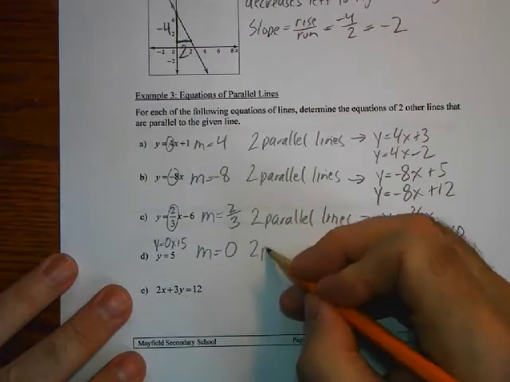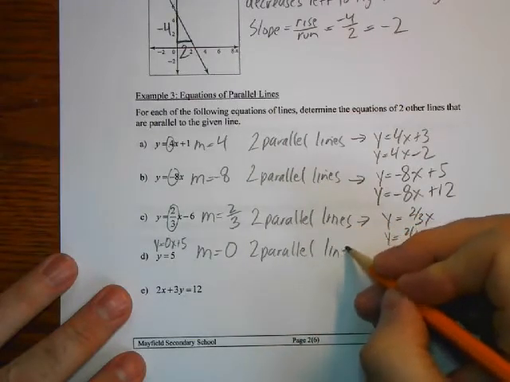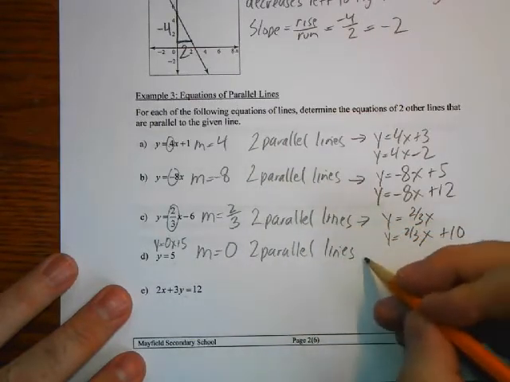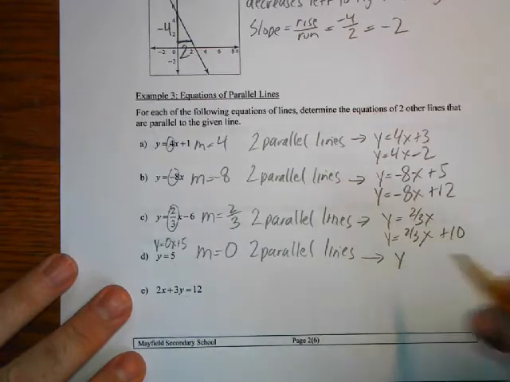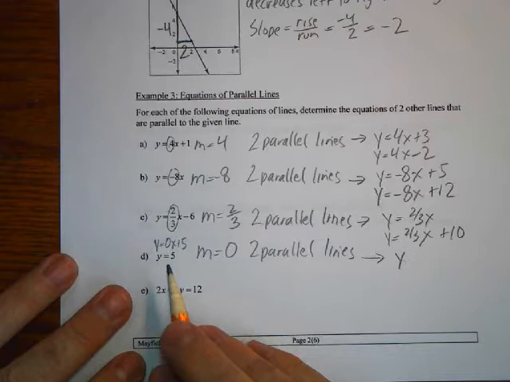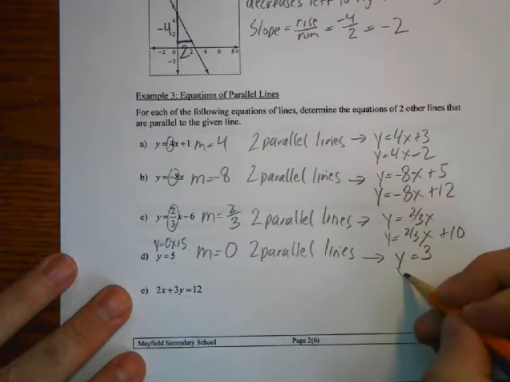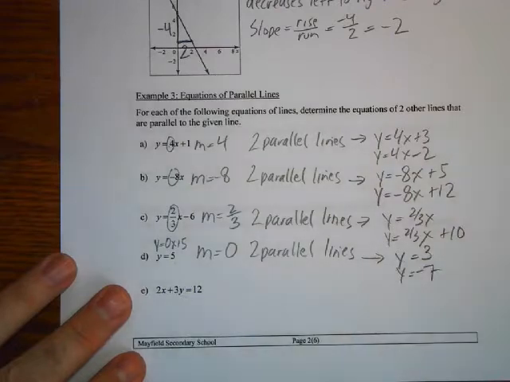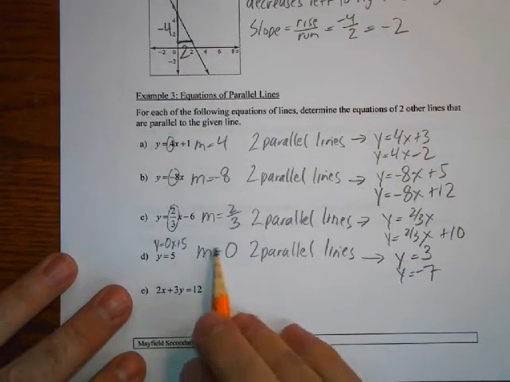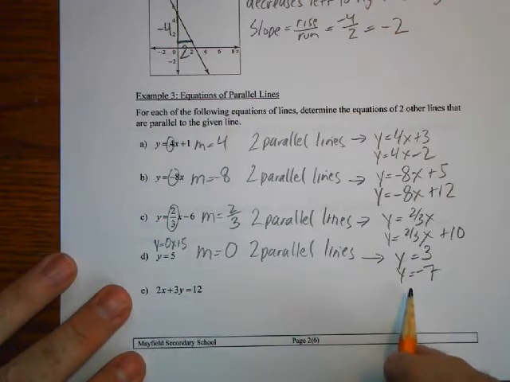So if I want two parallel lines this time, same idea, but it's going to look a little different because we won't have an x term. It'll just be a constant. As long as it's not 5, we're good. So I'll say y equals 3, y equals -7 are two equations of lines, and you can see a slope of 0 means it's horizontal. These are both horizontal lines too.